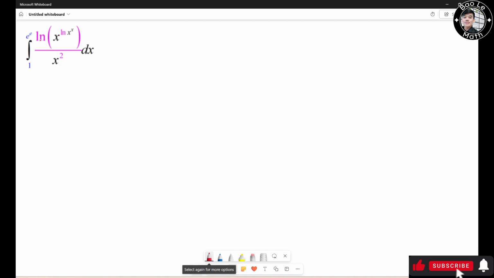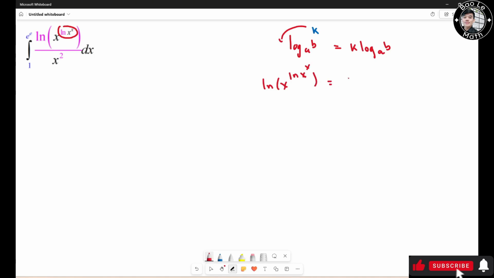The integral of natural log of s to the natural log of s to the s over s squared ds, when s goes from 1 to e to the e. Alright, recall you have log base a of b to the power of k. You can bring k to the front. So it turns out to be k times log base a of b, right? So k in this situation is going to be this right here. So I just write natural log of s to the natural log of s to the s. It turns out to be natural log of s to the s times natural log of s, right?